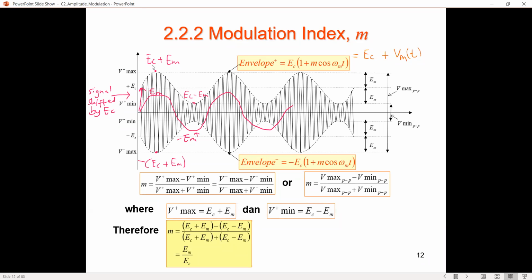So after modulation, instead of EM and minus EM, it becomes EC plus EM for Vmax positive, and the Vmin positive is EC minus EM. The negative cycle is just the opposite, the inverse. Vmax negative is minus EC plus EM. Vmin negative is minus EC plus EC minus EM, or EM minus EC. We'll do some exercises on this to get a clearer picture.